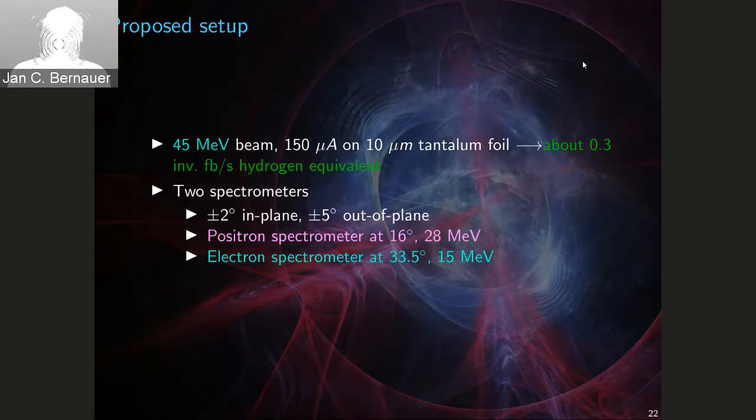With 150 microamp beam and a thin target, we get about 0.3 inverse femtobarns per second. So that's quite a lot. So we can really probe what we have to probe. With two spectrometers, not super large. I mean, they are not small, but in the acceptance, it's not infeasible. Plus minus 2 degrees in-plane acceptance, plus minus 5 degrees out-of-plane acceptance. You put the positron at 16 degrees and 28 MeV central momentum, and the electron spectrometer is more backwards at 33.5 degrees and 15 MeV.